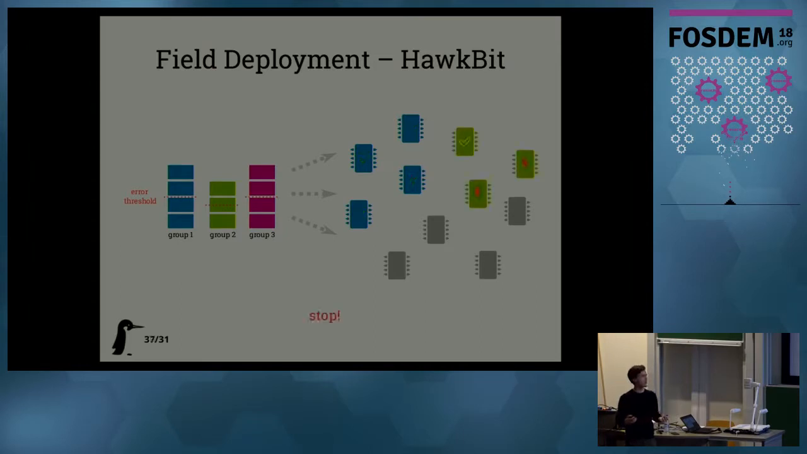And in this group of updates, we see, oh, it's above our threshold, so two devices failed. So we say, oh, stop, something went wrong, we stop our update, and we will not kill the other targets with a broken update.